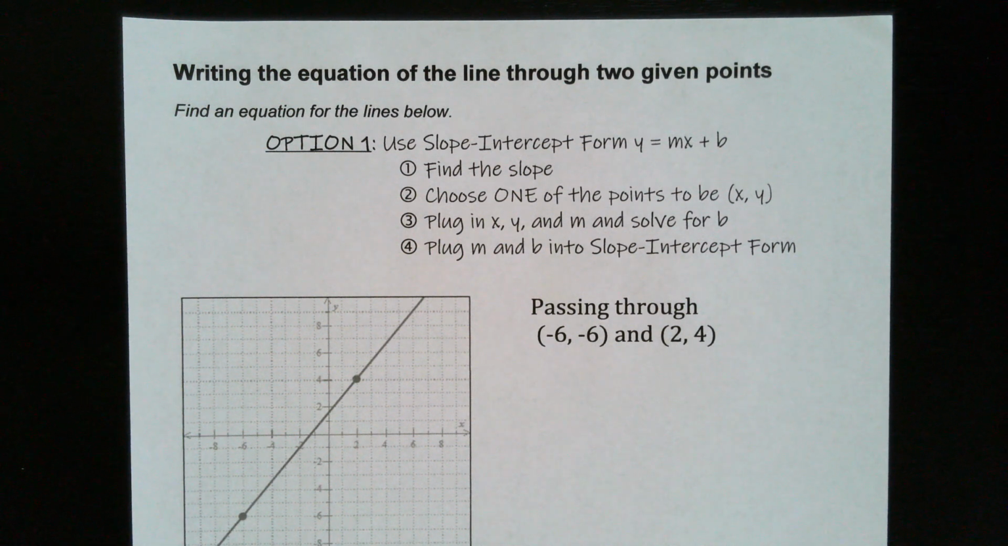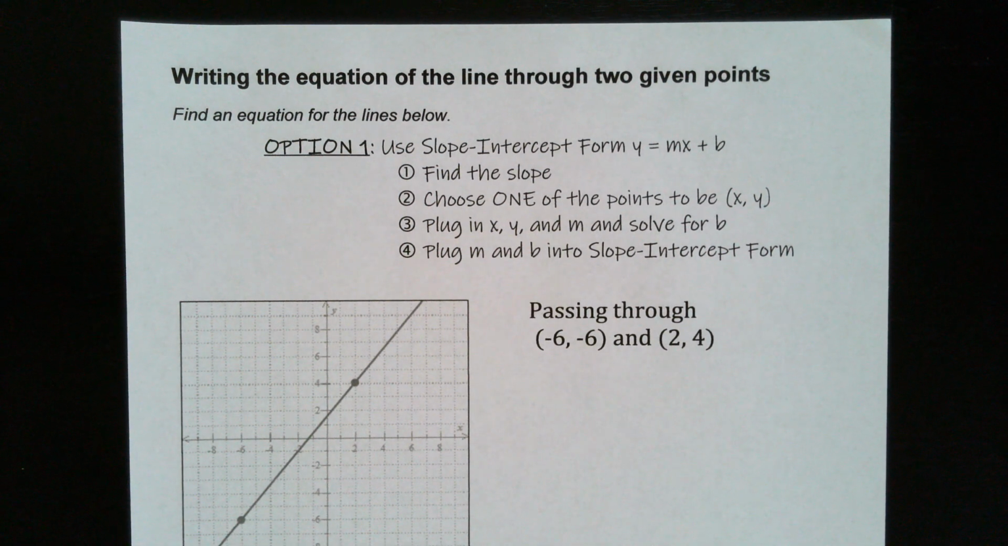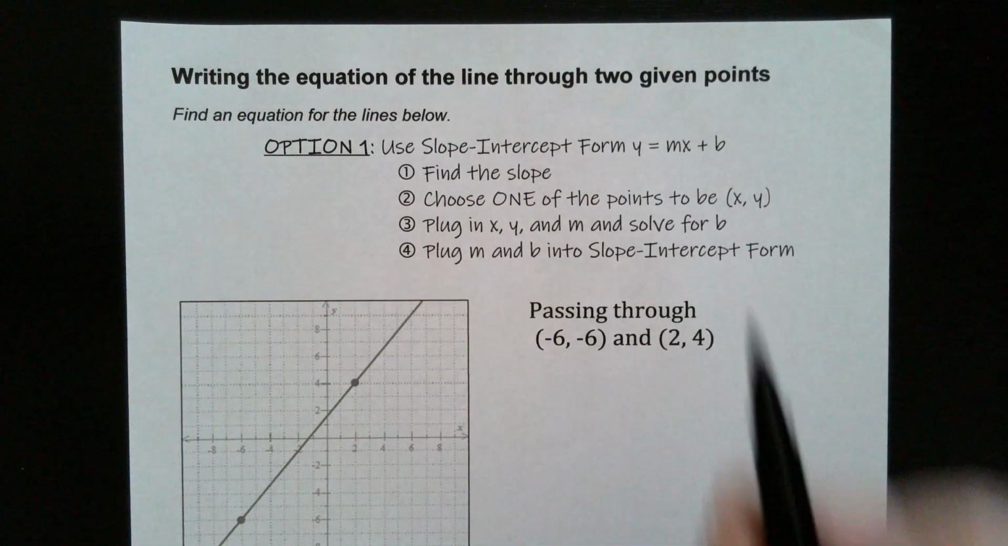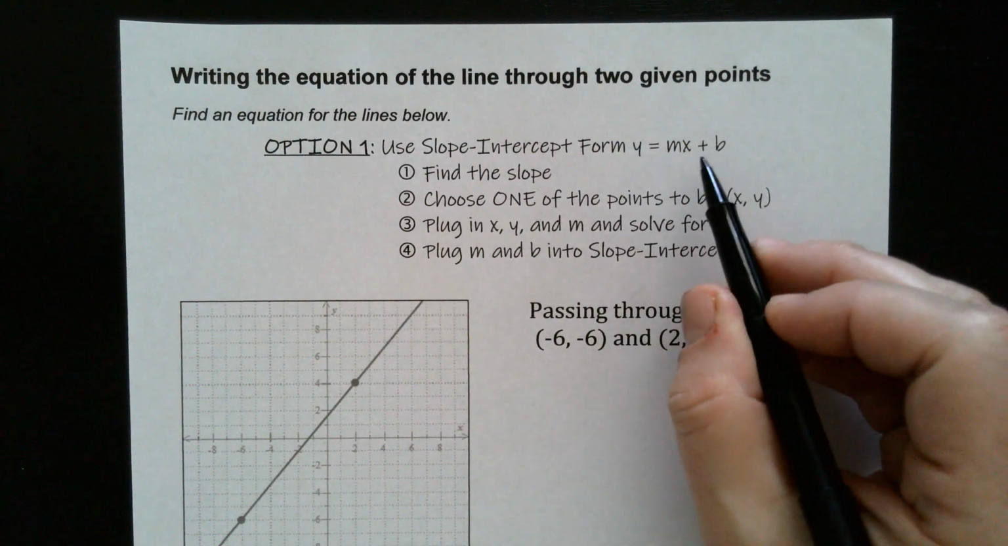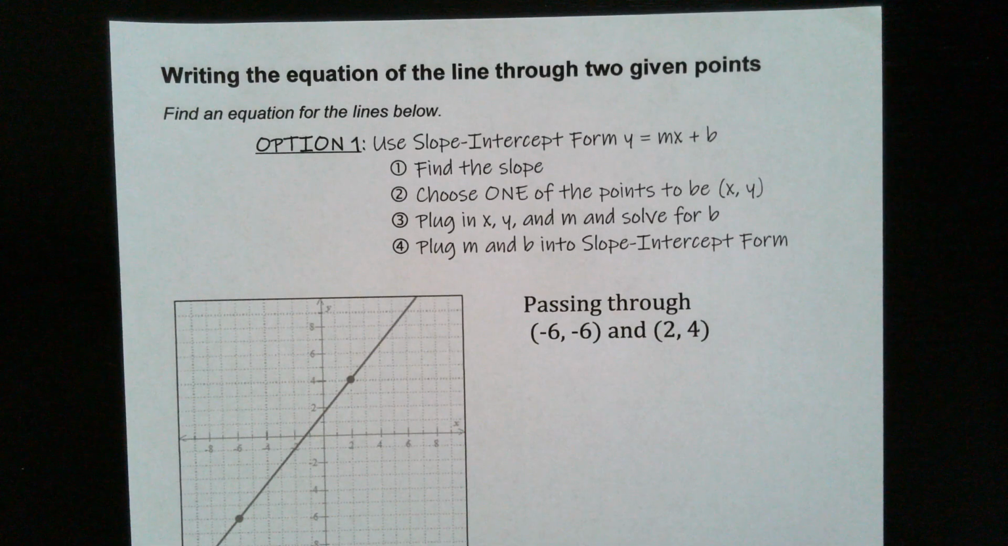In this video, we are going to be writing the equation of a line that passes through two given points. We're going to do it two different ways. The first, we're going to use the y equals mx plus b method. And then the second one, we'll use the point slope formula. For the y equals mx plus b method, if you don't know how to do this, I do have videos on this.